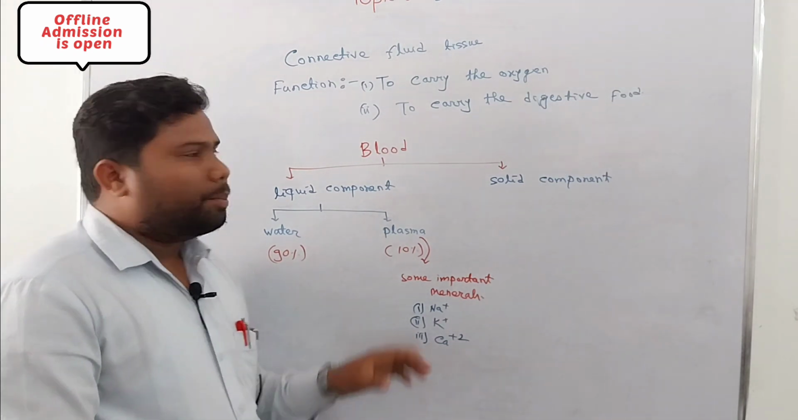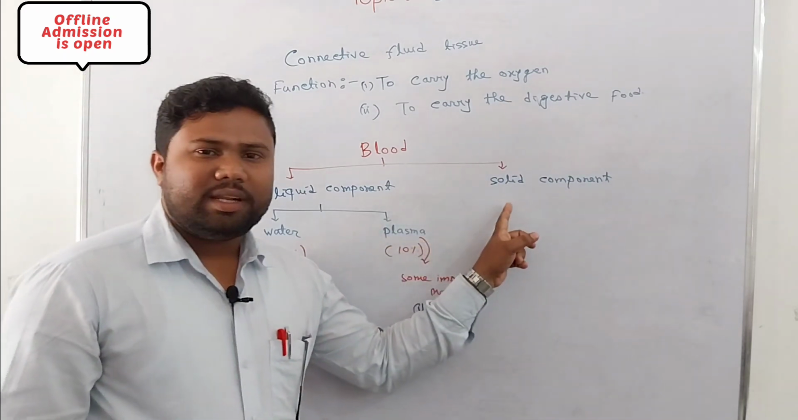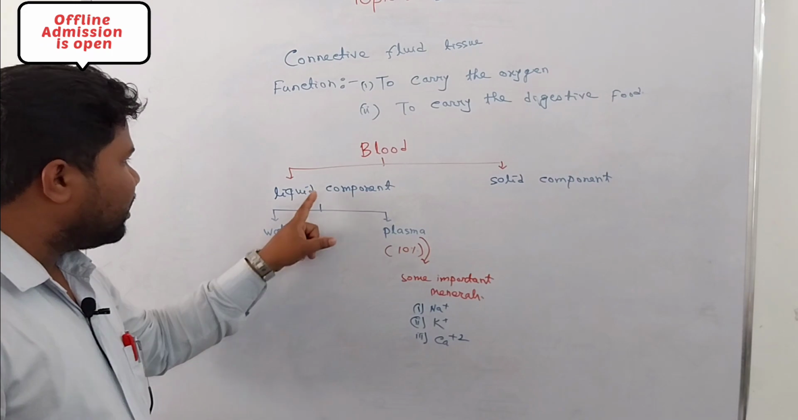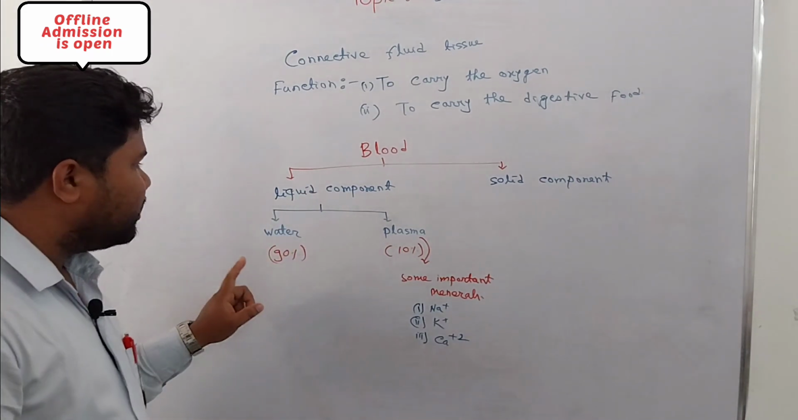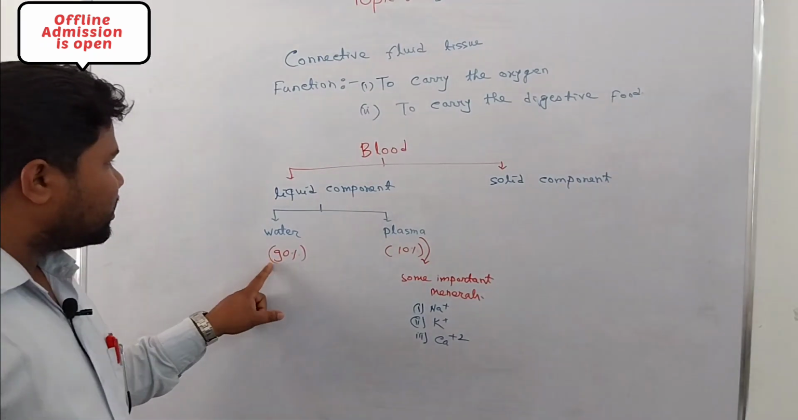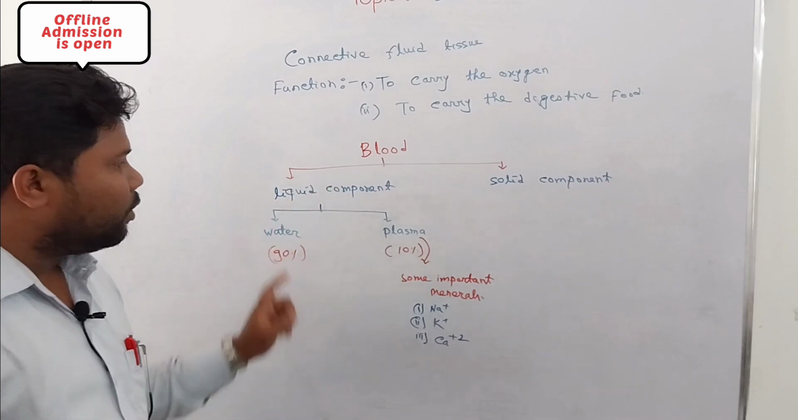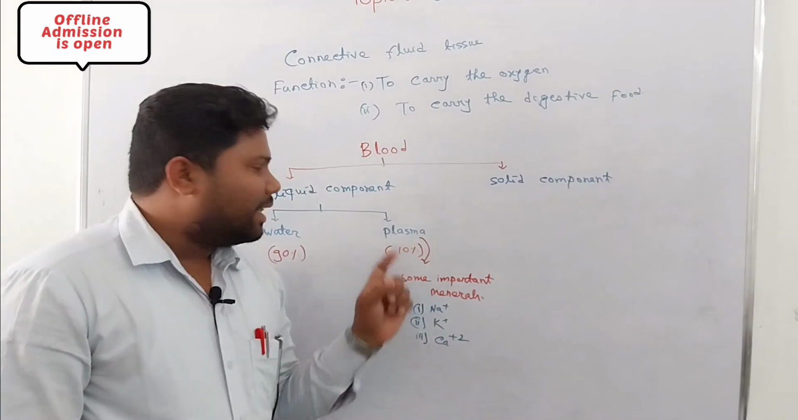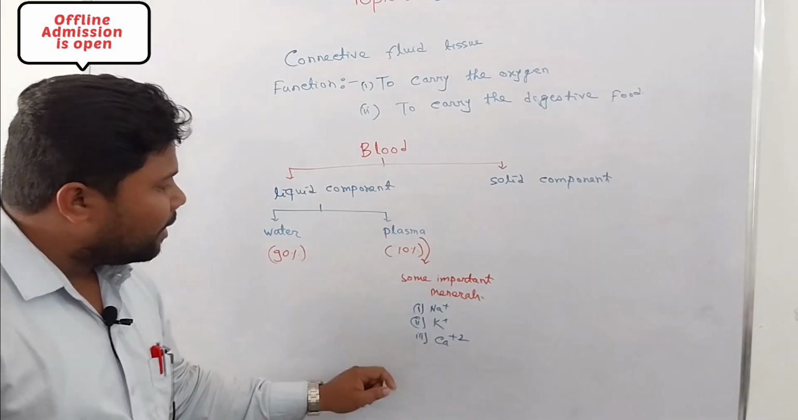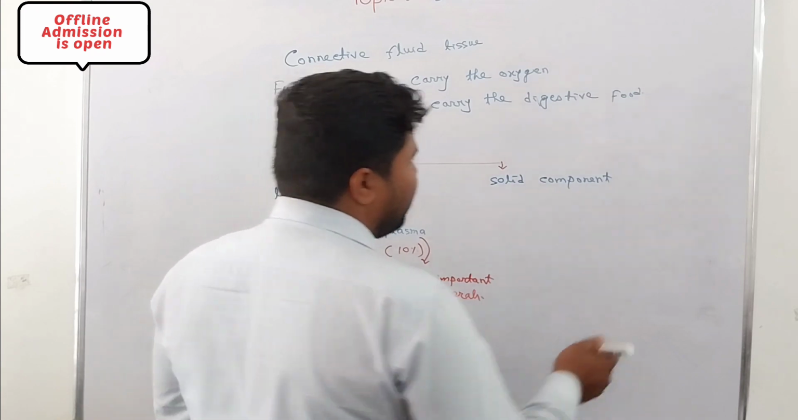That means the blood consists of two components. The first is the liquid component and the second is the solid component. Again there are two parts of the liquid component: the first is water and the second is plasma. 90% of the liquid component is water and only 10% is plasma. This plasma contains important minerals like sodium, potassium and calcium ions. And next is the solid component.